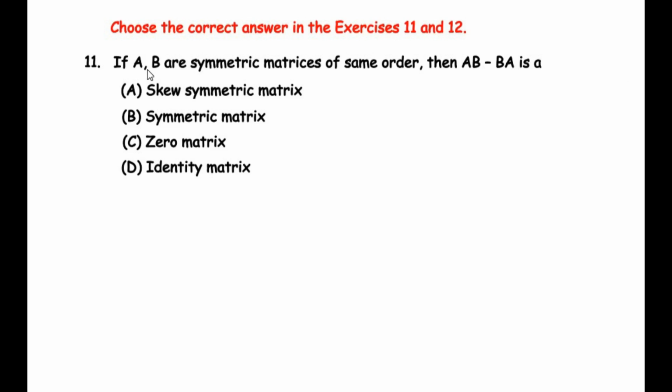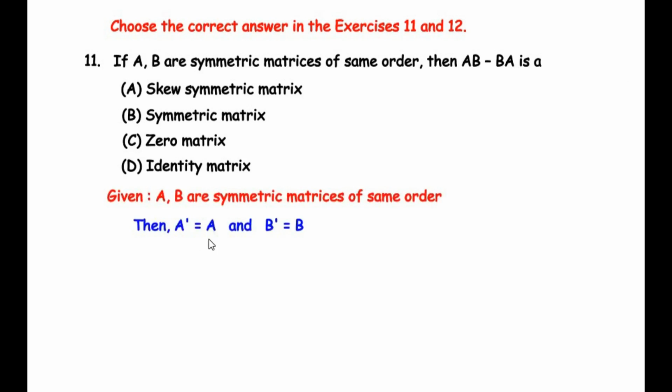So here we have been given that A and B are symmetric matrices. So we can write A transpose is equal to A and B transpose is equal to B, because this is one of the properties of symmetric matrices. So the given matrix has to be equal to the transpose of the same matrix. Now let us say that AB minus BA is a symmetric matrix. If it is a symmetric matrix, then this matrix has to be equal to its transpose. So let us find out its transpose now.